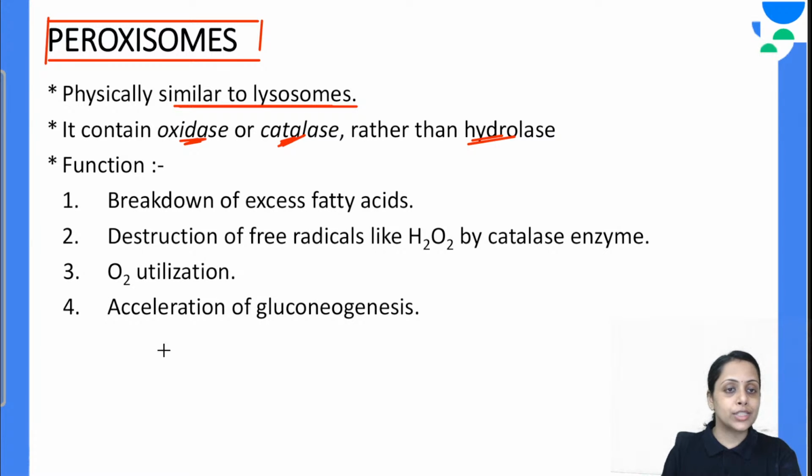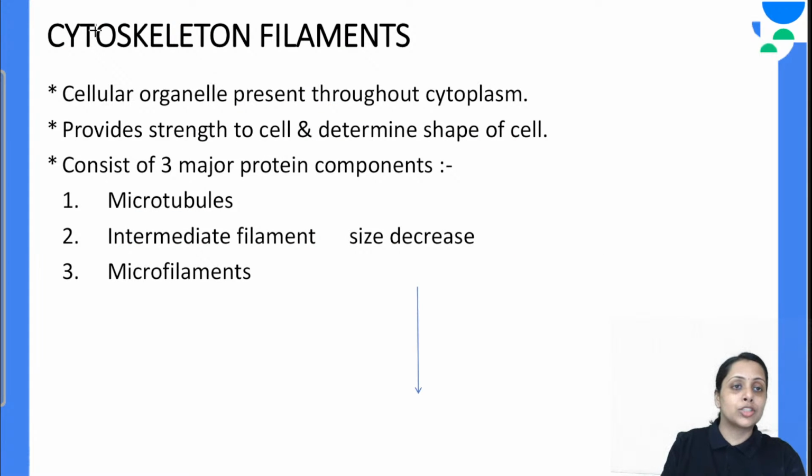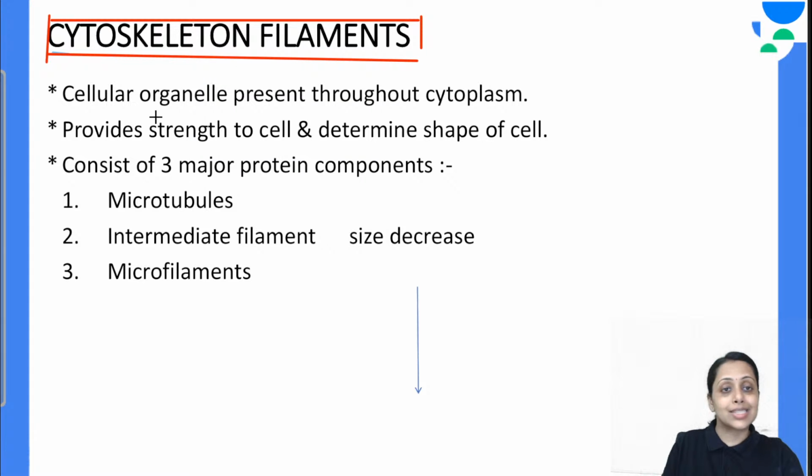What is the function of peroxisome? It breaks down the excess fatty acid, and it is responsible for destruction of free radicals like hydrogen peroxide by the catalase enzyme. It is responsible for oxygen utilization, and it accelerates gluconeogenesis, meaning new glucose formation is promoted by this peroxisome. Next, coming to the cytoskeletal filament. The cytoskeletal filament is the cellular organelle that is present throughout our cytoplasm, and it provides strength to the cell, and it determines the shape of the cell.